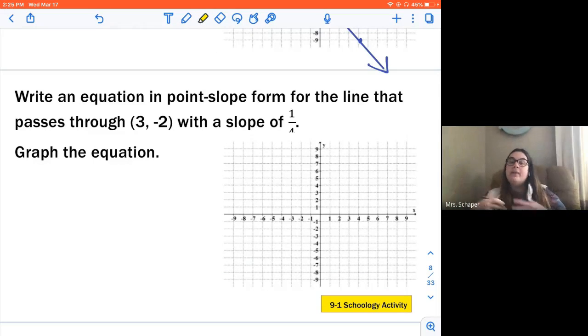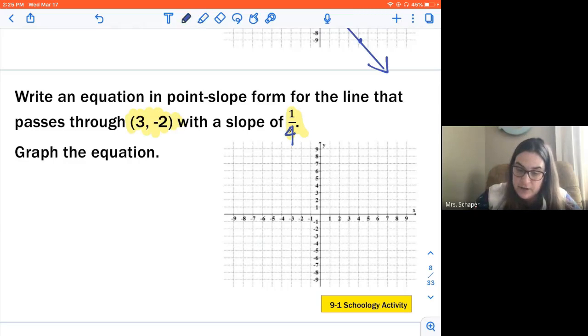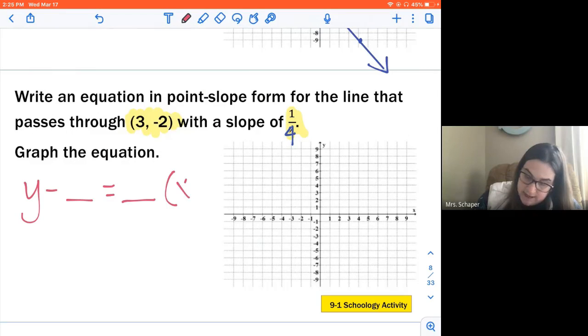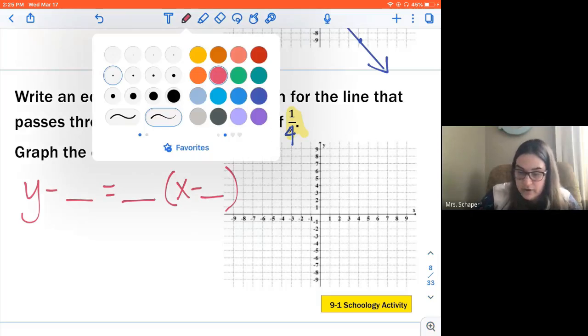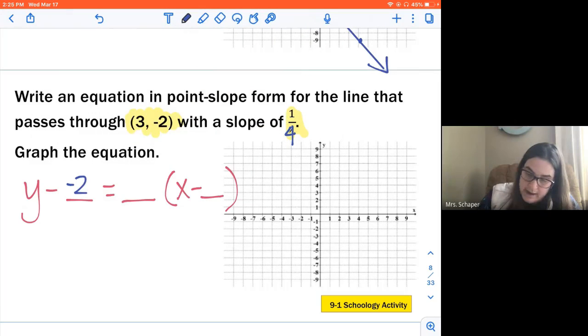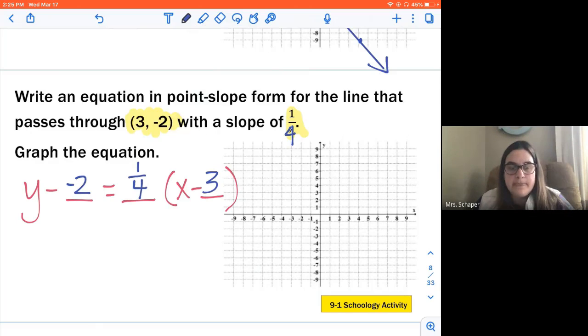So again, keep in mind that much of what we're doing is review. We're building on the knowledge we already have, and that's important to think through. So we have a slope right here of 1/4, I know it's hard to see, and an ordered pair of (3, -2). So I'm going to start by writing y minus something equals my slope times x minus something. It reminds me how to fill in my blanks. There it is. So -2 is the y, 1/4 is the slope, and then 3.